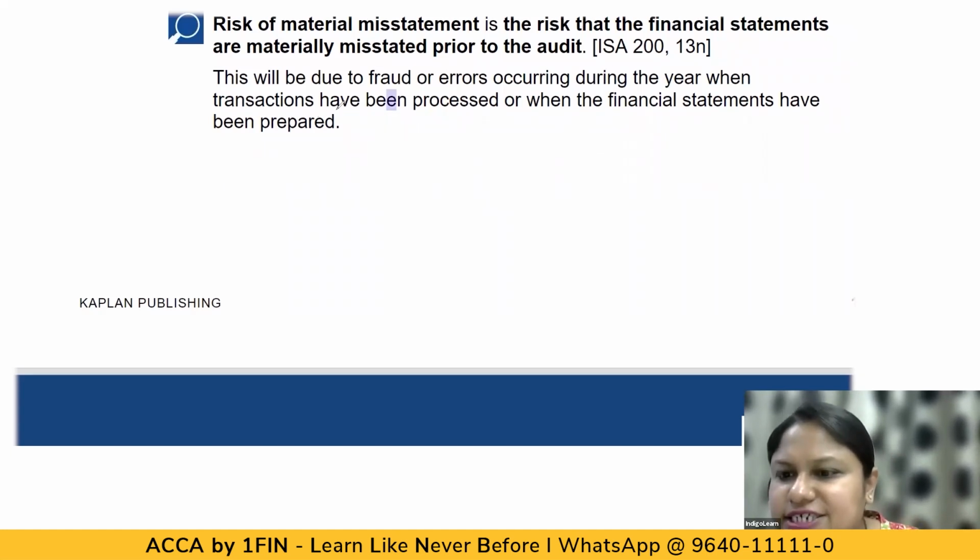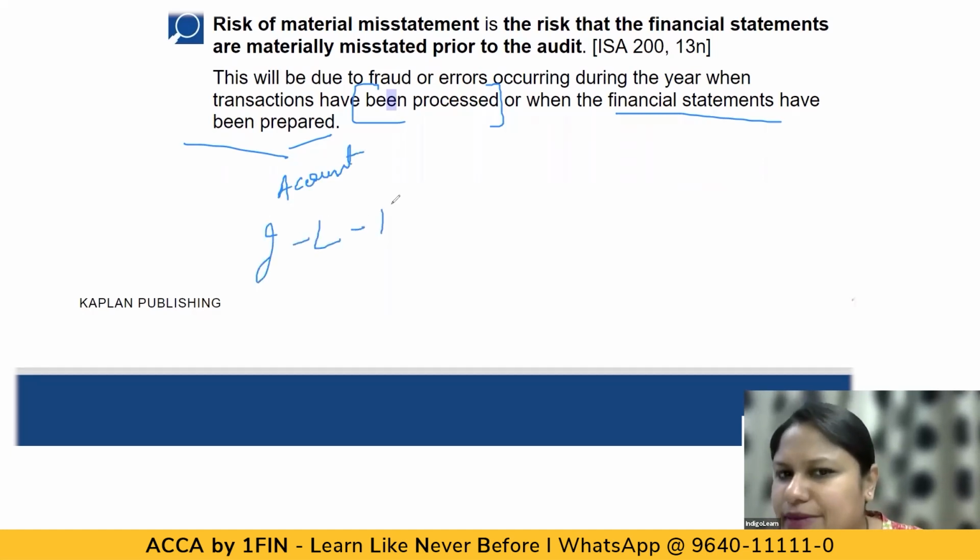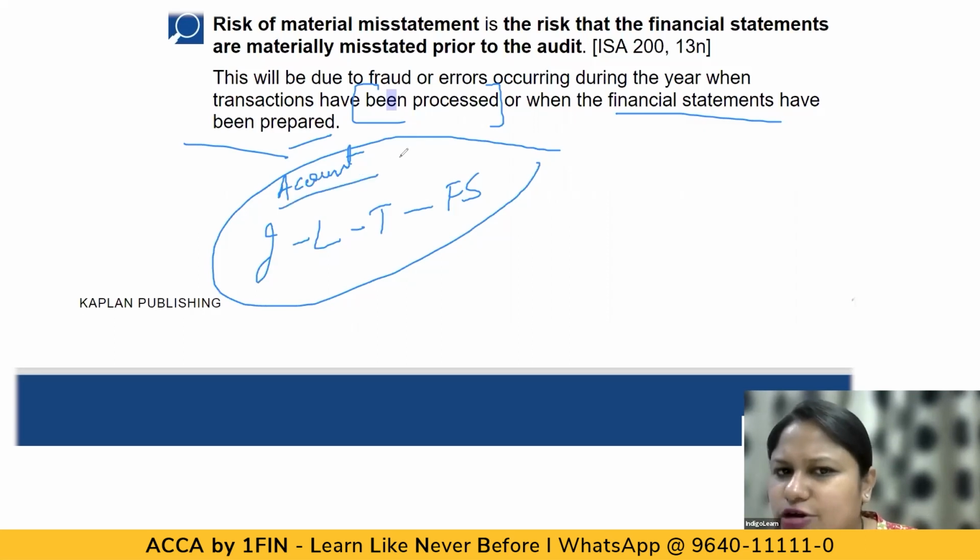Now, see, misstatement could be either due to fraud or it could be due to error. During the year, when transactions have been processed or when the financial statements have been prepared, there could be a possibility that when the processing is happening, at that time there could be a mistake. Or when financial statements are prepared, at that time there could be a mistake. See, understand, accountants are doing the processing. Processing means what? From journal to ledger, ledger to trial balance, and then preparation of the financial statements. So accountants are also human beings only. So they are prone to errors ultimately. So that also is an inherent risk only.